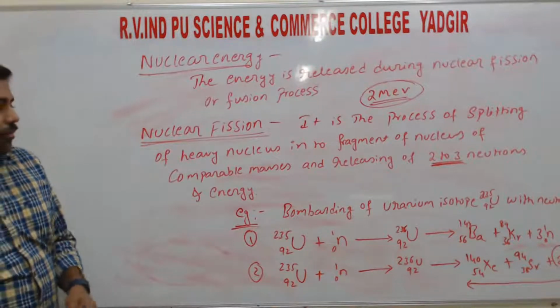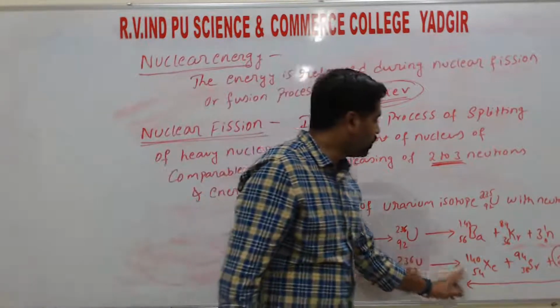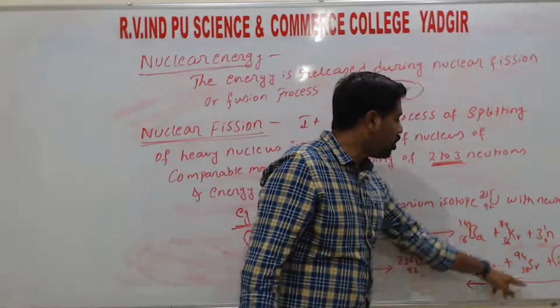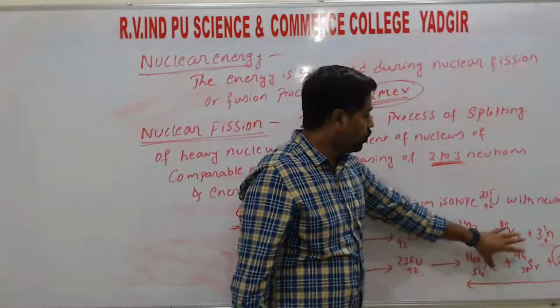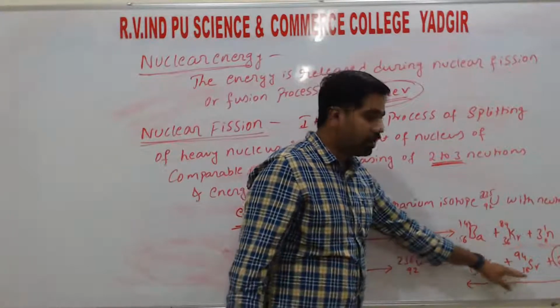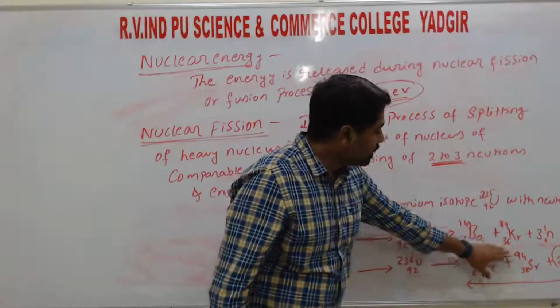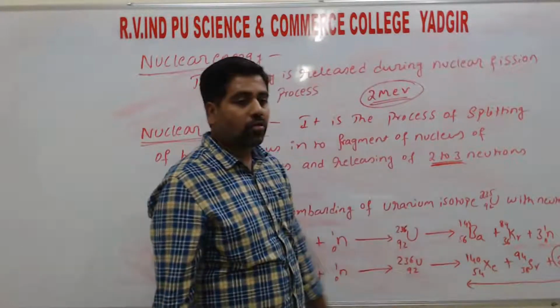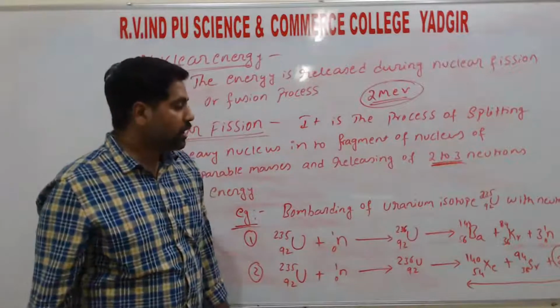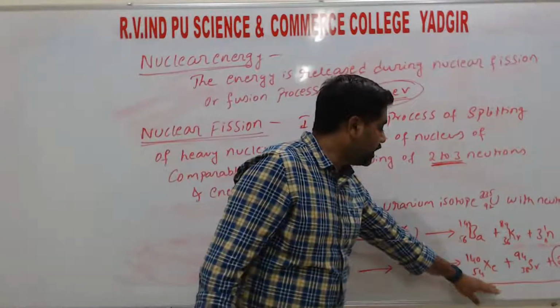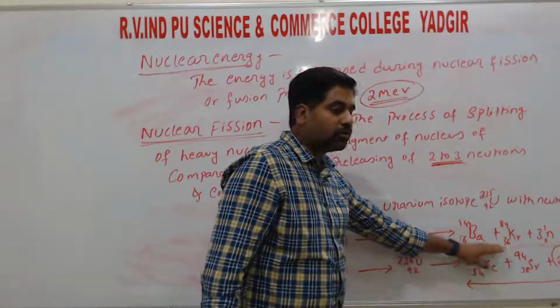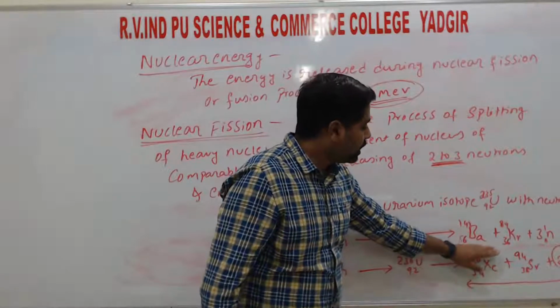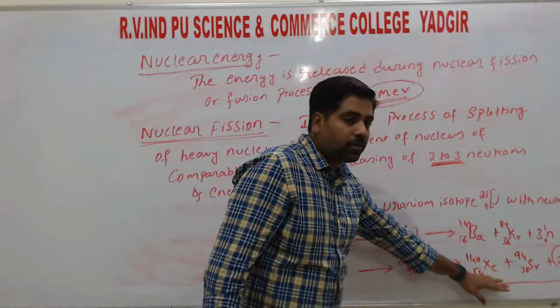So these fragments of the nucleus are almost radioactive elements. These radioactive elements undergo beta decay, then they emit beta radiation, that is, they emit electrons or positrons. Later they get stable nuclei.